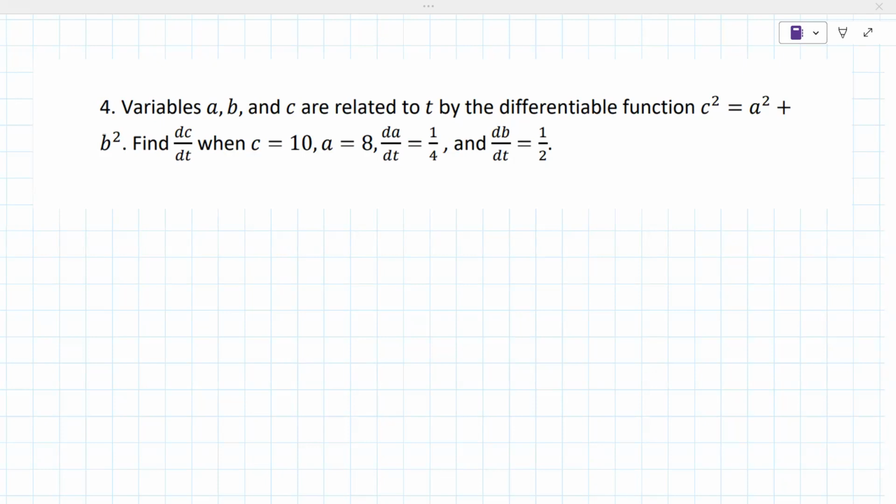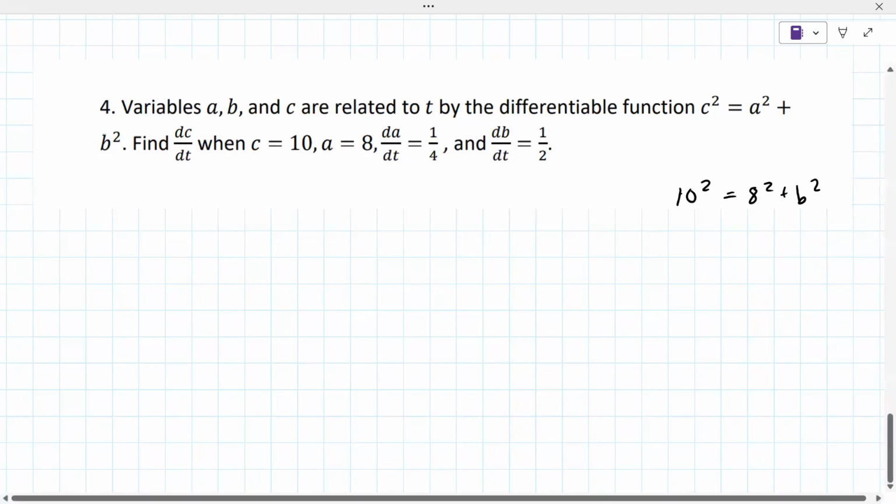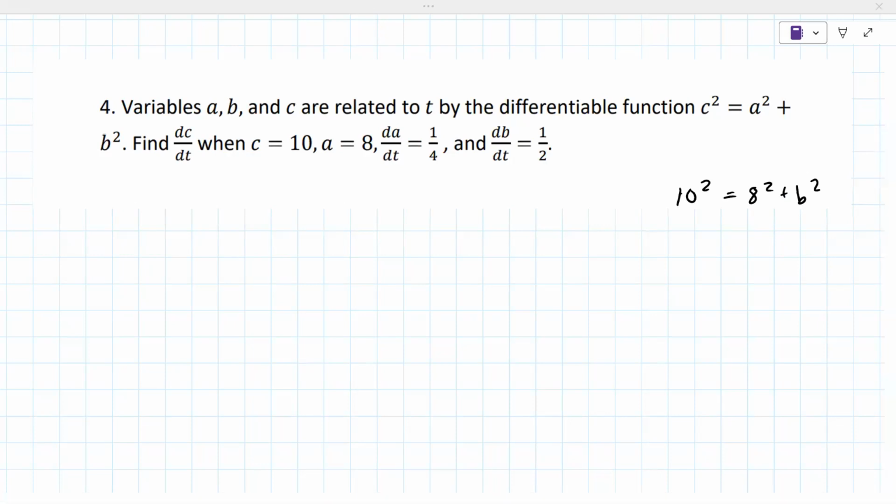So how do I do that if I don't have the value of b? So you have to use the original values. 10 squared equals 8 squared plus b squared. Good question, because that's going to come up in some future problems. Okay.